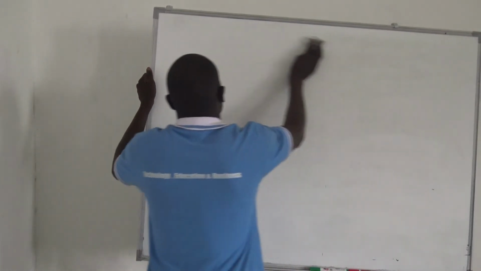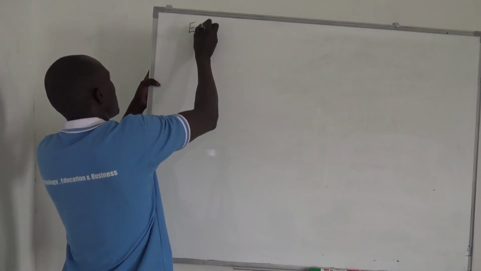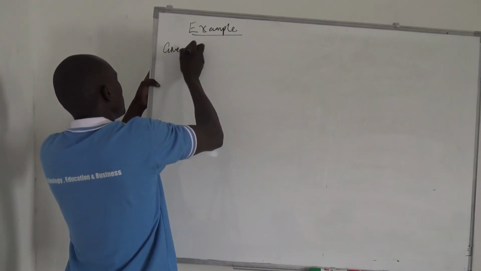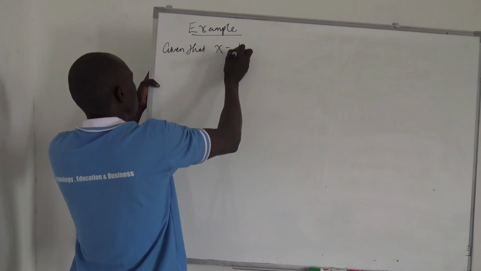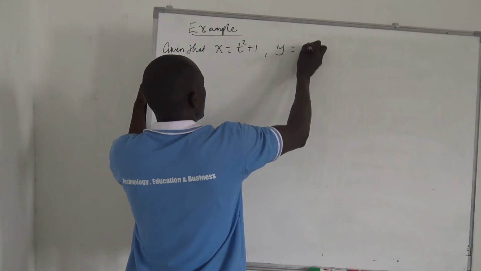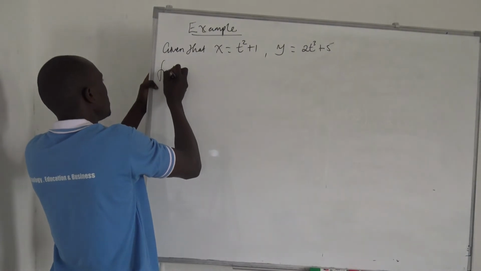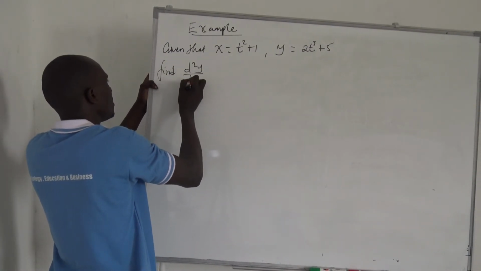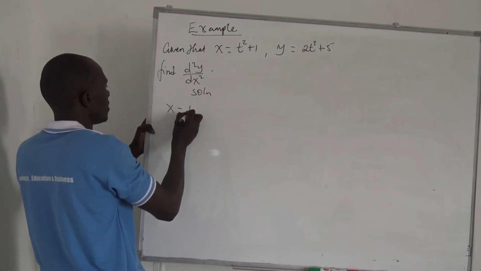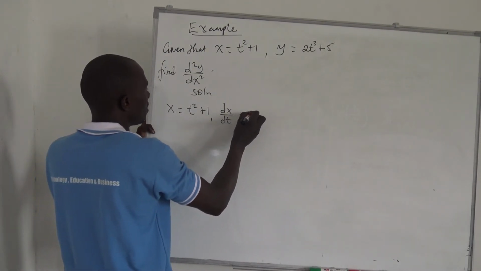We're going to look at another one related to that. As an example, given that x equals t squared plus 1, y equals 2t cubed plus 5, find d2y/dx squared. So we say x equals t squared plus 1. We look at dx/dt. What are you getting? 2t.